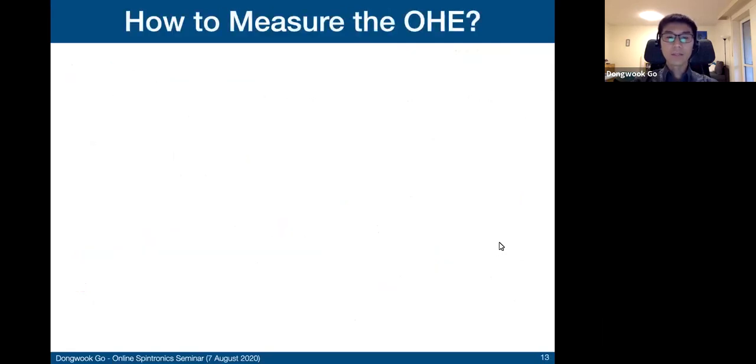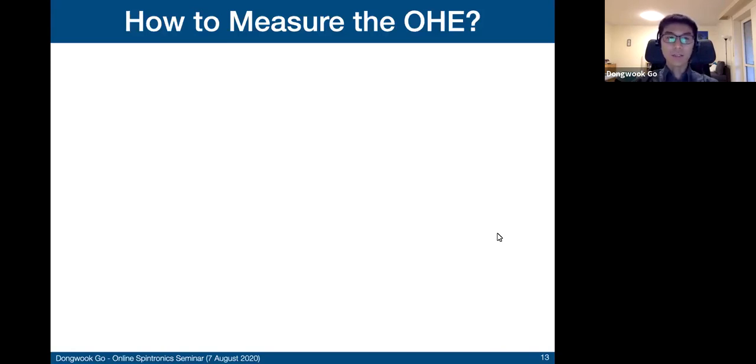So then let's come to the very important question. How can we measure orbital Hall effect? Okay, you might have noticed that orbital Hall effect is very similar to spin Hall effect. So in terms of symmetry, the symmetry of the orbital Hall current is exactly the same as spin Hall effect.